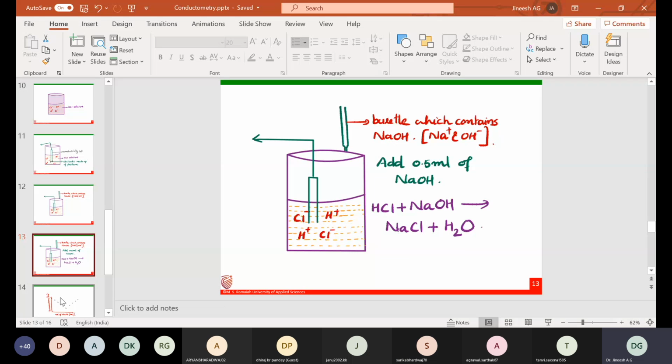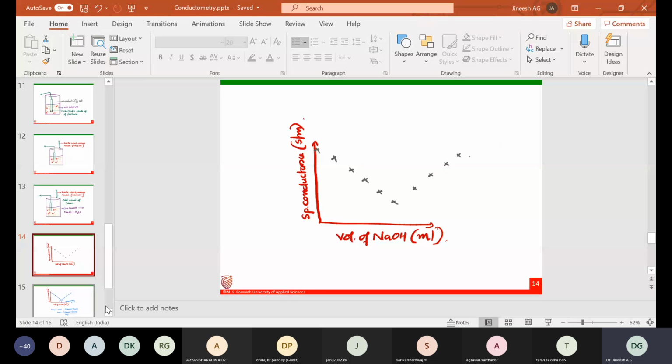So if I draw a graph, I will get it like this. Am I right? I am measuring conductivity, specific conductance. The unit will be Siemens per meter or millisiemens per millimeter. Any unit you can use. Then the volume of NaOH. Before adding NaOH, the solution was HCl, and we know that HCl contains so many H plus ions. That's why its conductivity is the highest. Am I right?